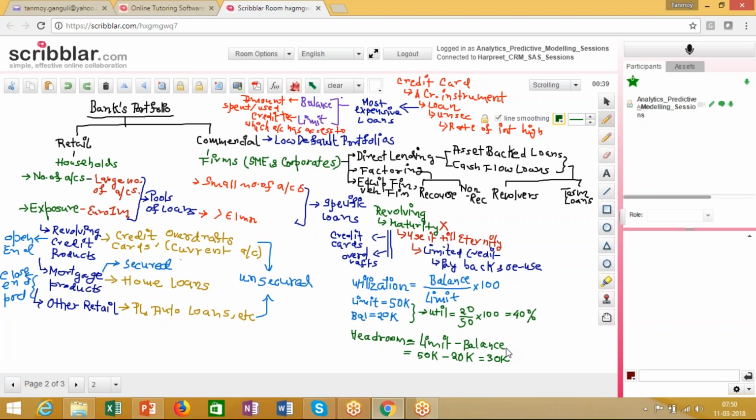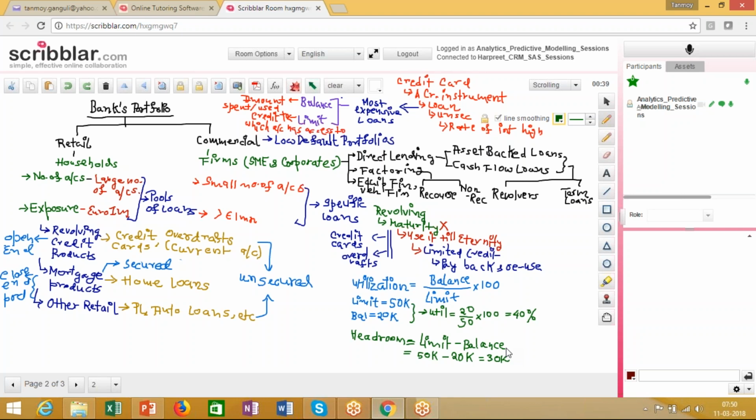Right. So basically, utilization shows us the percentage of the limit that has been used up. So that's the drawn exposure. The person has used this amount, I know this has been the payment on this amount. So this is a very observed behavior, and I know how this drawn exposure is working.